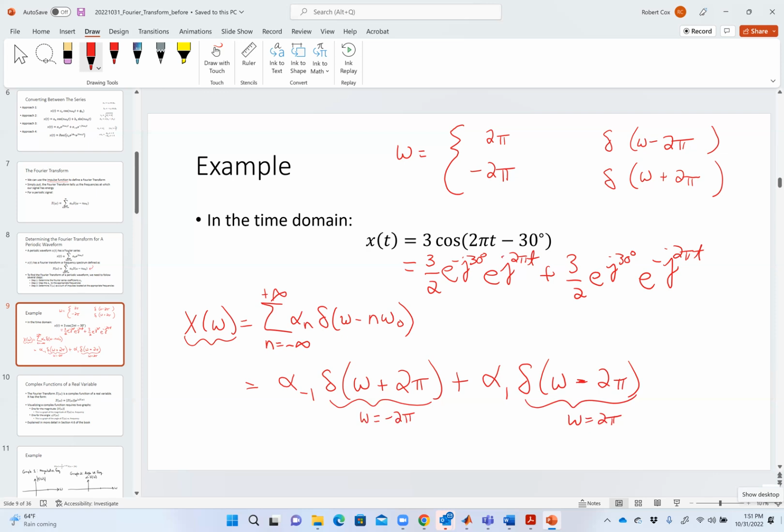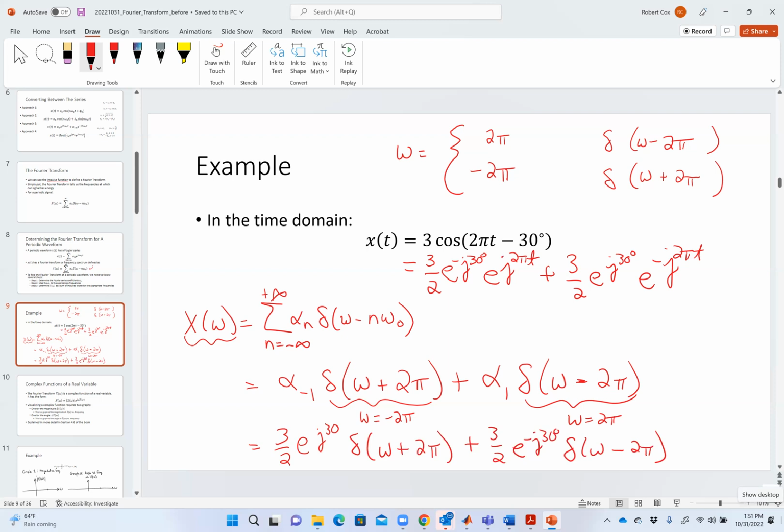Now, if I asked you to make a graph of this, let's plug in alpha minus 1 and alpha 1. So I have 3/2 e to the negative j 30 degrees. Sorry, this one's the plus. Plus 3/2 e to the negative j 30 degrees. Like that. How would I draw a graph of that? They're impulses, right? So how should I draw them? Just put the impulses at those locations, right? Except that's kind of hard, because what am I sketching at those locations?